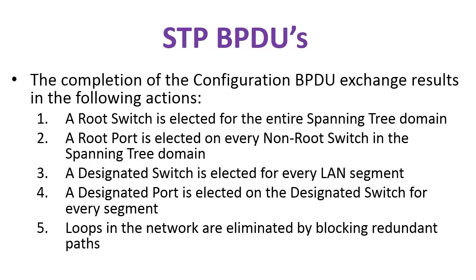As you will remember, a root port is a forwarding port that is the closest to the root bridge in terms of path cost. A designated switch is elected for every LAN segment, and a designated port is elected on the designated switch for every segment. And if you will remember, a designated port is a forwarding port for every LAN segment, the chosen forwarding port. And then finally, based on all of this information and all these calculations, loops are avoided in the network.